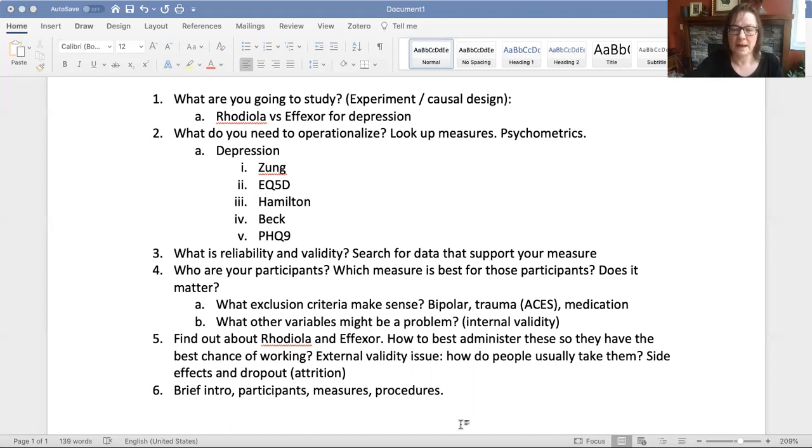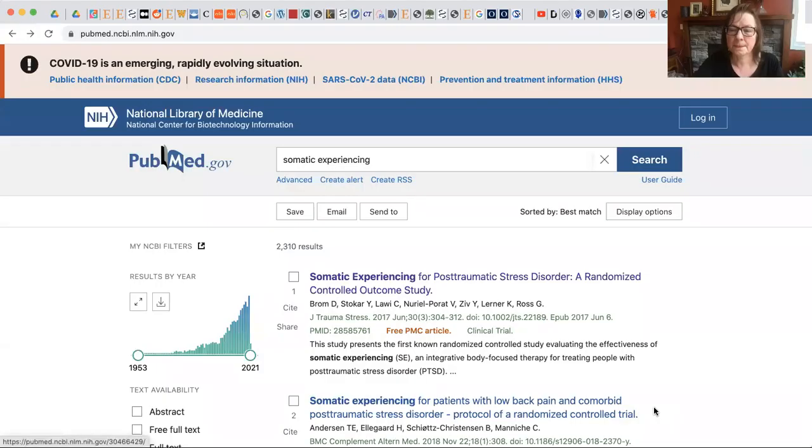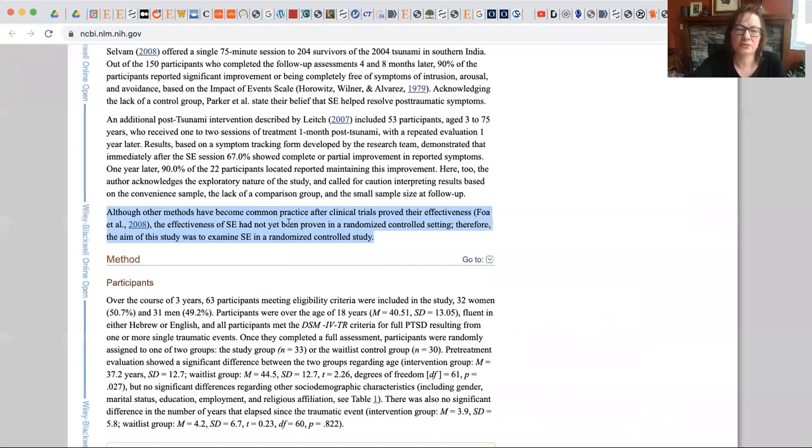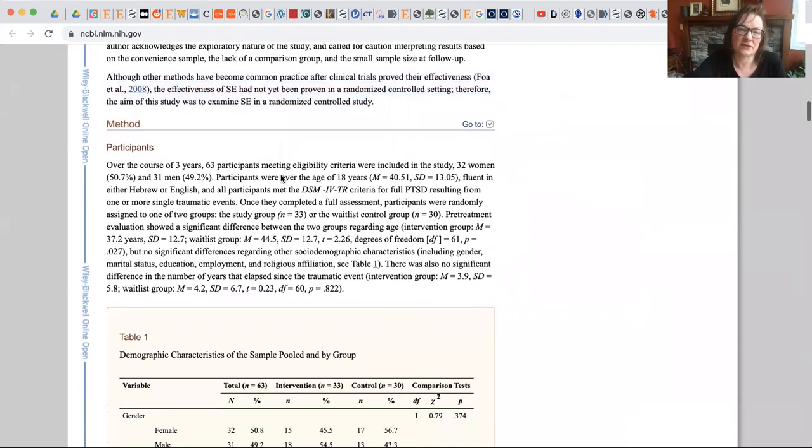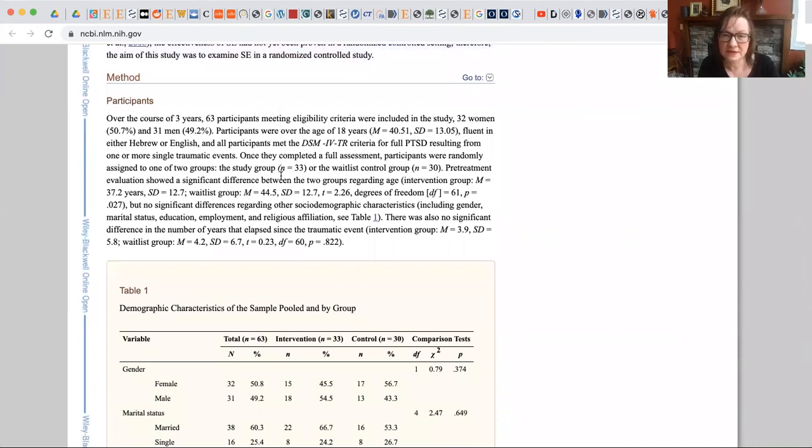So I'm going to go back to, let's see, we're going to stop this share and we're going to share back to Chrome. Where did that go? Okay. So the next thing we're looking for is the measure. So if I go back to this study that I just read, I will tell you about the rest of it. Okay. So, and this is really a great model for everything you're doing.